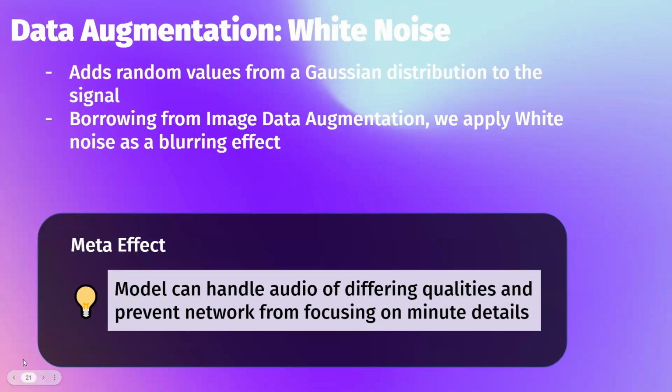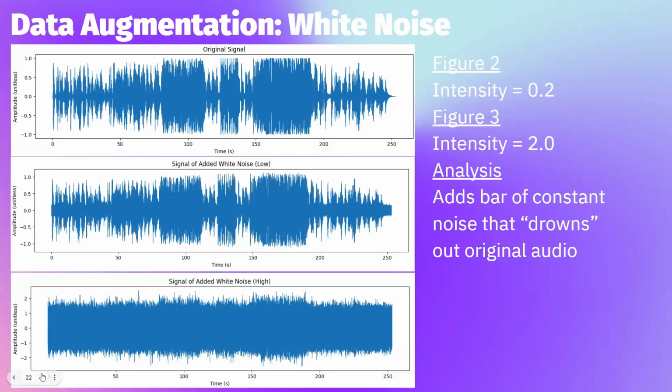White noise adds random values from a Gaussian distribution to the signal. Typically in image data augmentation, this would apply a blur effect, and we wanted to apply that same effect to audio instead. So here's an example. We used intensity 0.2 and 2.0, and as you can see, the greater the intensity, the greater the range of amplitudes get masked out or drowned out.